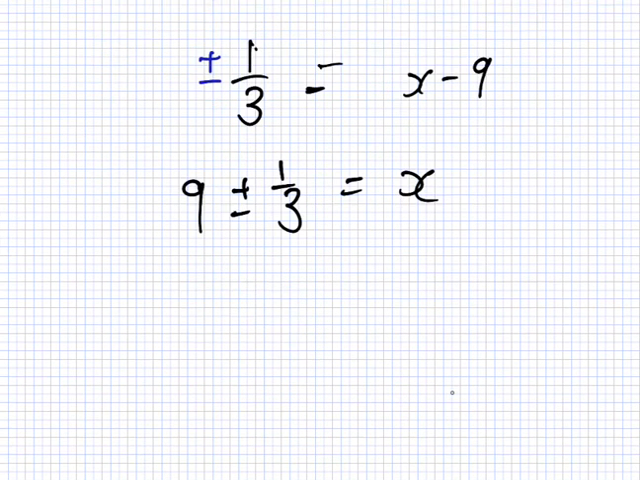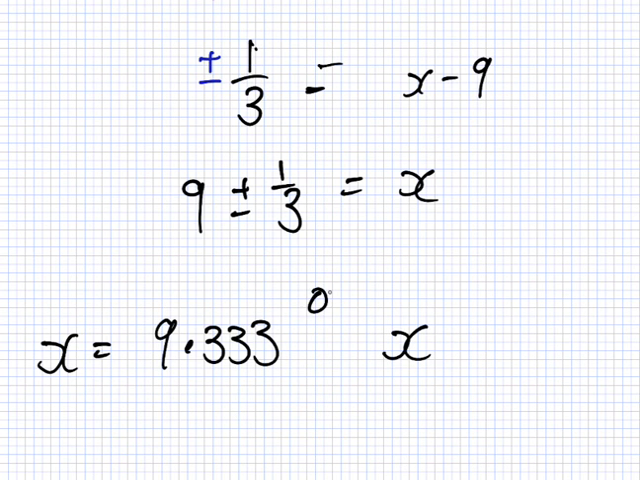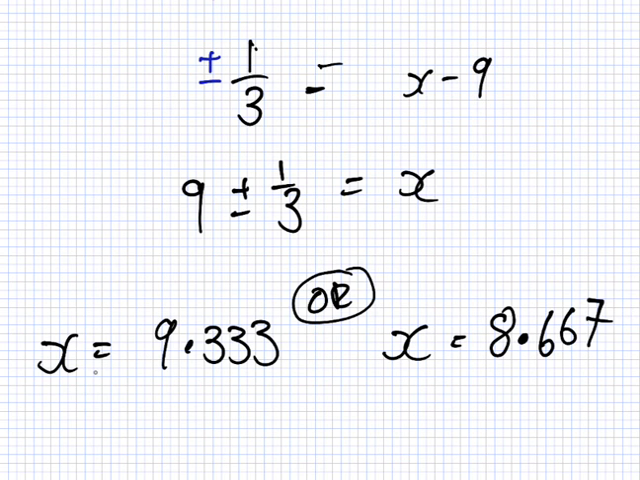So let me do the plus answer first. I have x equals 9 plus 1 over 3. So that's 9.333, roughly. And then my second answer, x equals 9 minus 1 over 3, that's 8.667. These are my two roots.